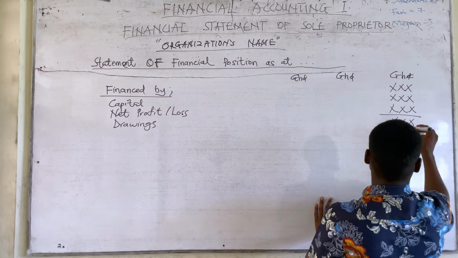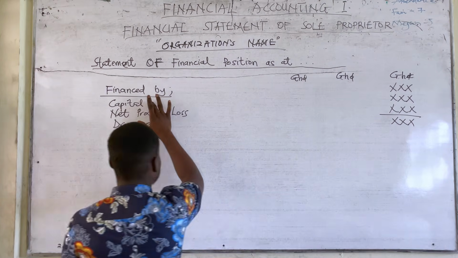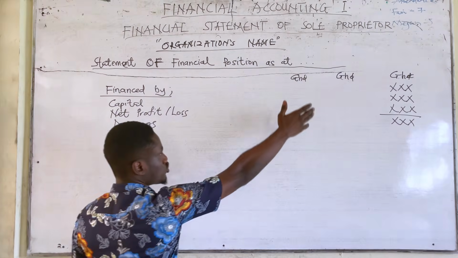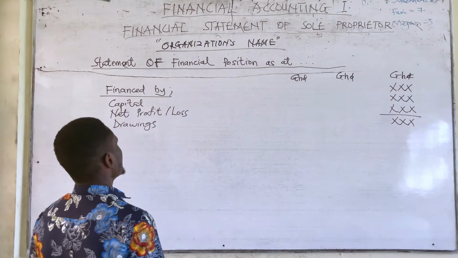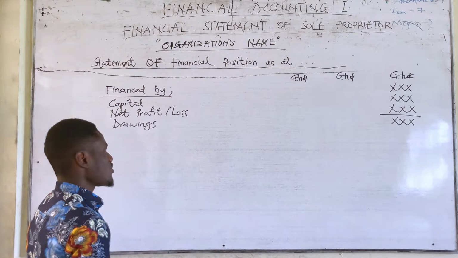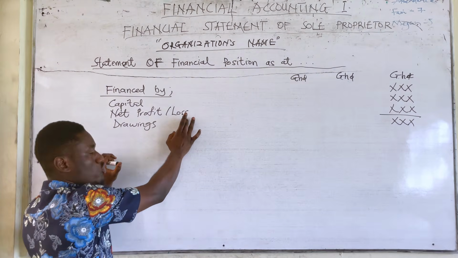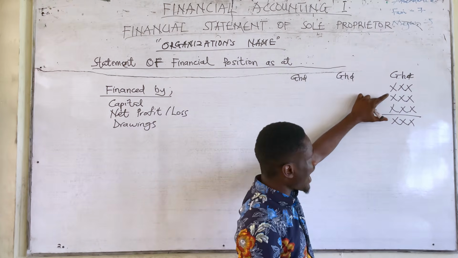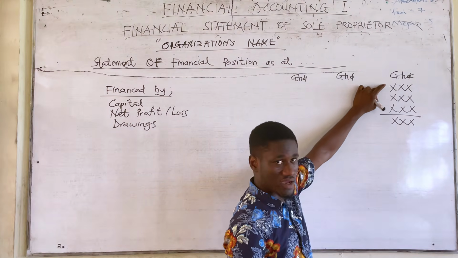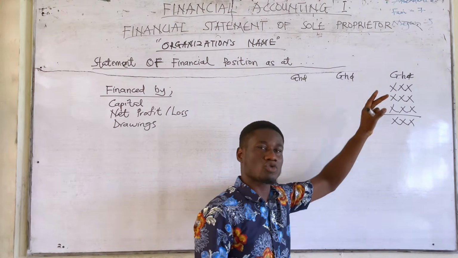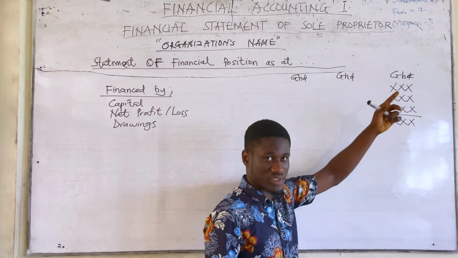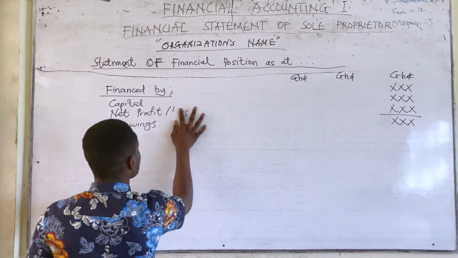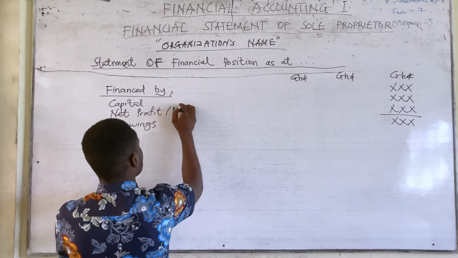Then we'll add them. Okay. So the capital that will be given to you in the question, you show the figure there. In the income statement, whether you had a profit or loss, when you had a net profit, you add it to the capital. Okay. But if it was a net loss, you subtract from the capital. You get it? So let me show it here.